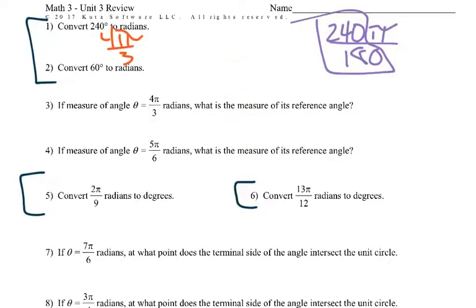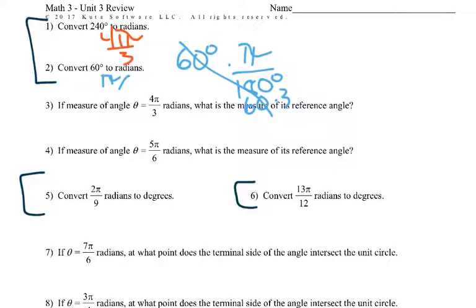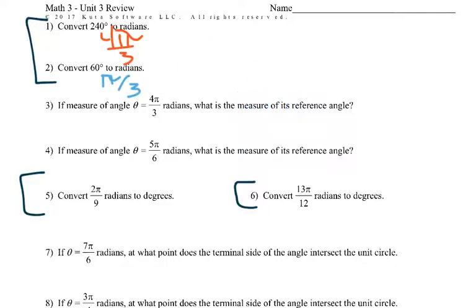Okay, so 60, same idea. So we go 60 times pi over 180. 180 we know is 60 times 3, so those cancel out. We're left with pi over 3. Okay?